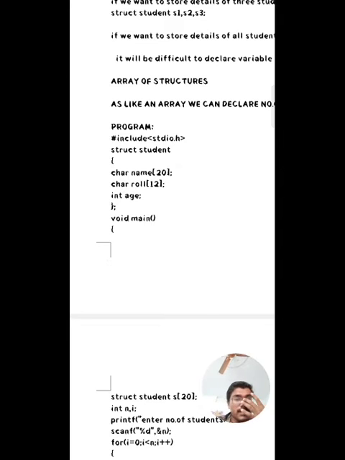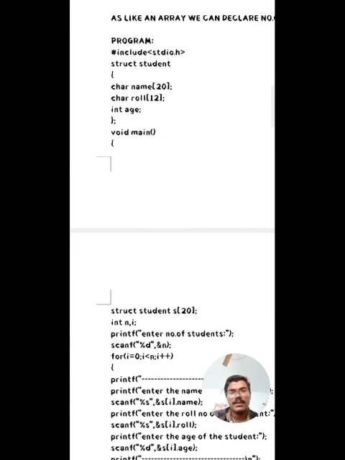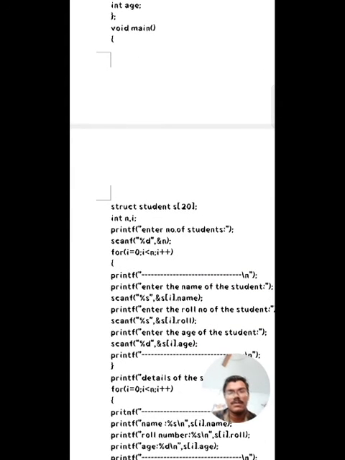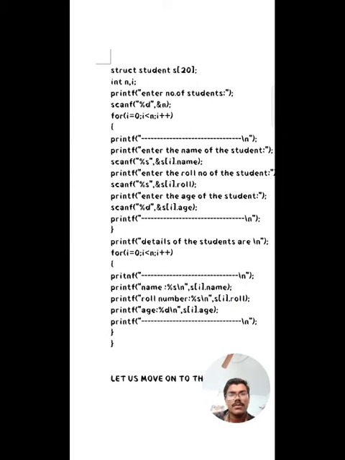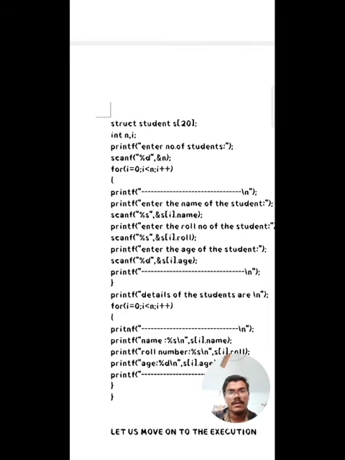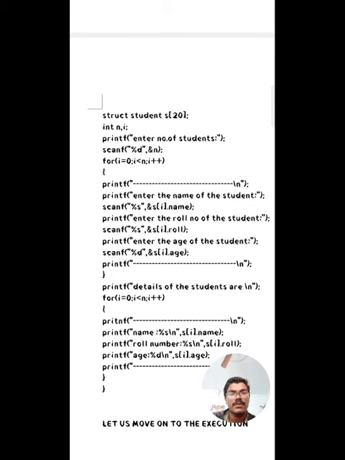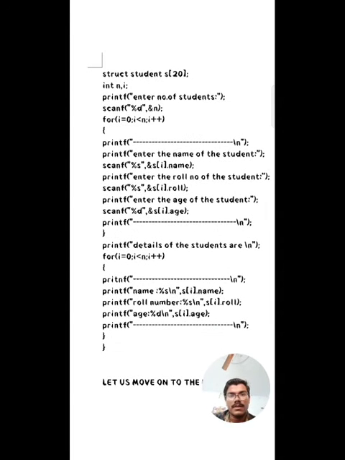The student structure is like this. struct student: name is a character, char name[20], as it is a string. Roll number also contains some letters and numbers, so we have to take it also as a string. Age is a number, so it is an integer. And then how to declare the structure here: struct student s[20]. Here we are just taking 20 structures only, as it is just an example.